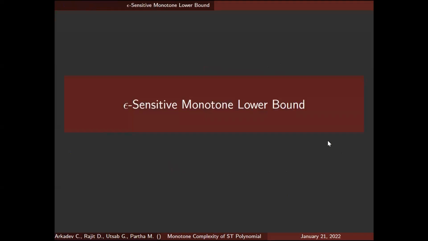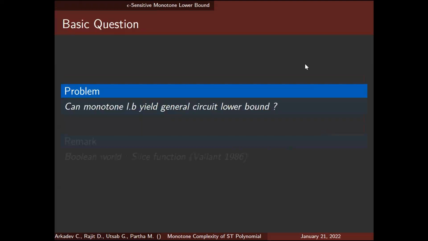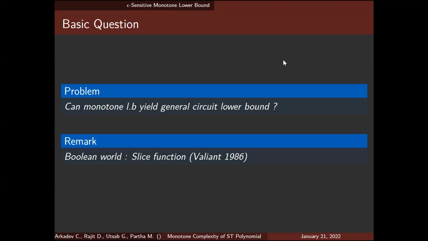Now we'll go to the next part of our talk, that is our second result, which is the epsilon sensitive monotone lower bound. Now we have very good lower bounds against monotone computation. So naturally we ask, can these monotone lower bounds give us a general circuit lower bound? Important to mention that in the Boolean world, this problem has an affirmative answer. Valiant gave us a special kind of monotone function, called slice functions, and showed that if we can prove monotone lower bounds against these slice functions, then we can get a general circuit lower bound.